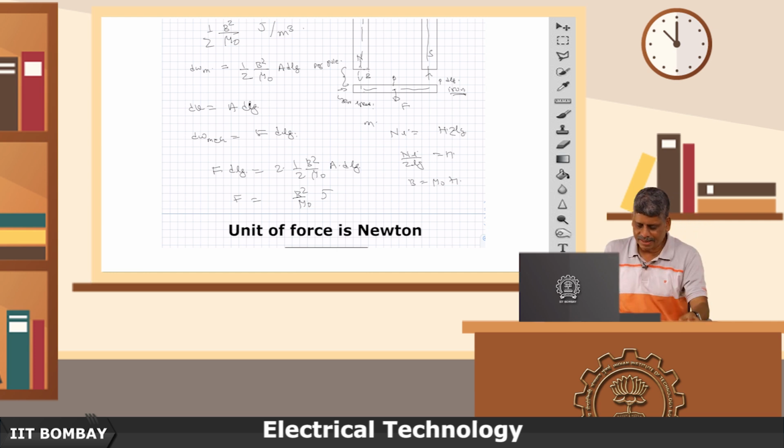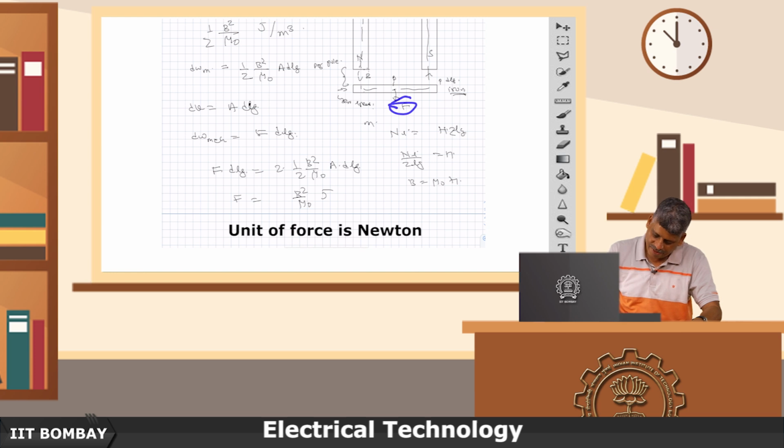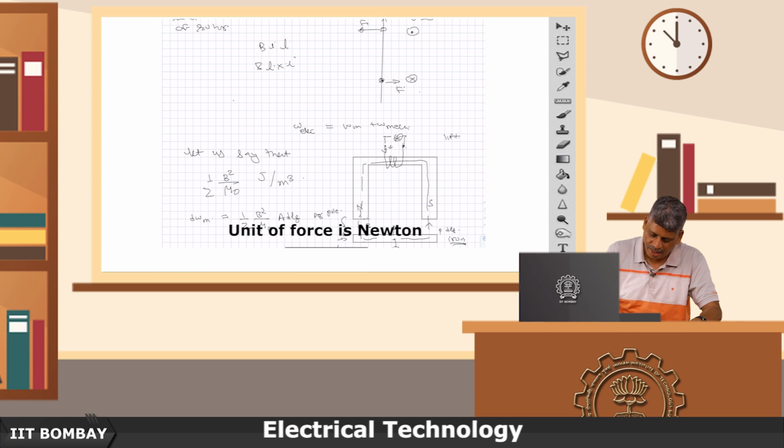So, in that case, if the load is F, the I should be controlled. So, this I now should be a controlled current source.